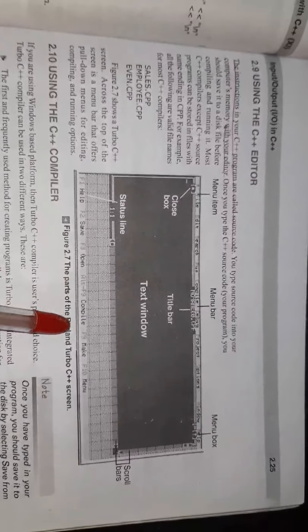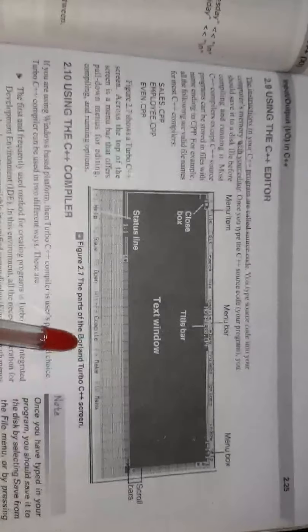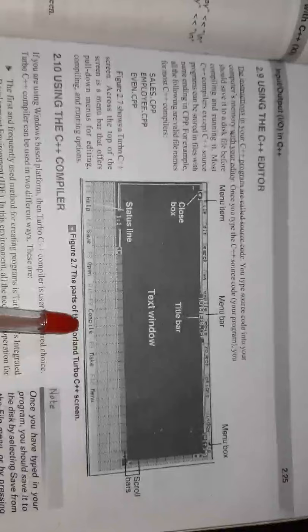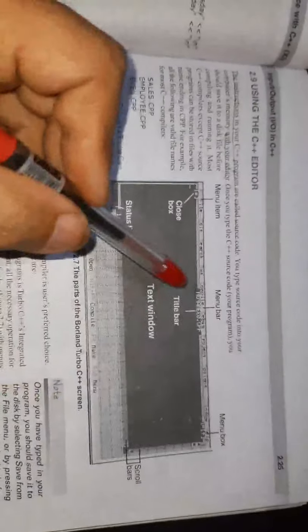Okay, so if you have a system at home, and you have installed this software called Borland Turbo C++, you can download this software. Or there's another software called Dev C++. However, there are different ways of execution in Turbo C++ and Dev C++. Okay, so you will get this window.